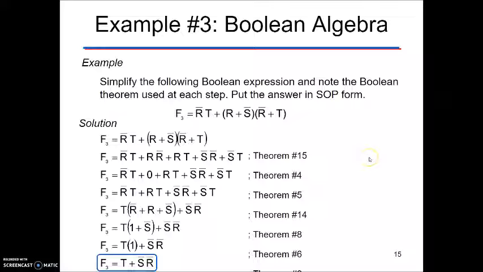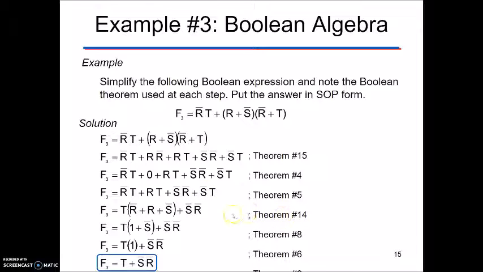So we start out by applying theorem 15, which results in R naught T or R naught, or RT, or S naught R naught, or S naught T. We can then apply theorem 4. Theorem 4 simplifies us to R naught T plus 0 or RT, or S naught R naught, or S naught T. After we apply theorem 5, we then end up with R naught T or RT, or S naught R naught, or S naught T.